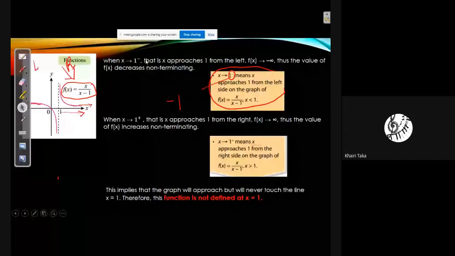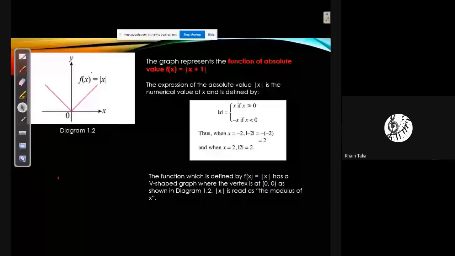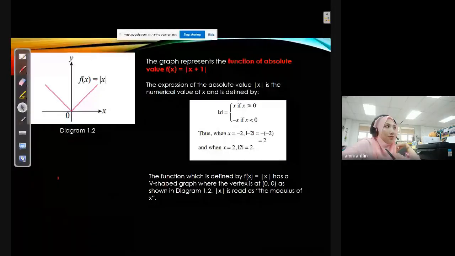Teacher, what is that, x over x minus 1? This is the function. This is the notation for f(x), for the function.